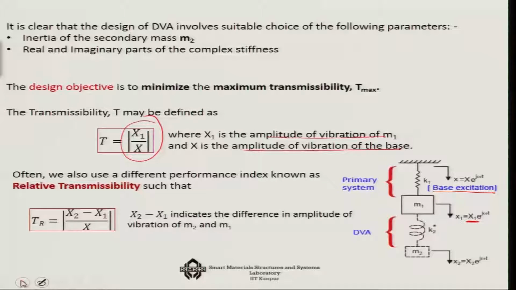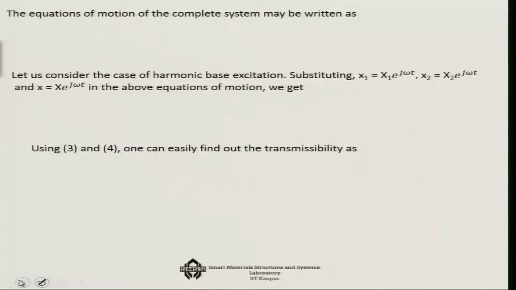Now, as far as the displacement transmissibility goes with respect to base excitation, sometimes we also use a relative transmissibility term, and in this case the denominator remains the same, but the numerator becomes the difference between the amplitudes of vibration of M2 and M1. Instead of x1 itself, it is x2 minus x1 that comes into the picture. So, sometimes this relative transmissibility is also used in certain applications.